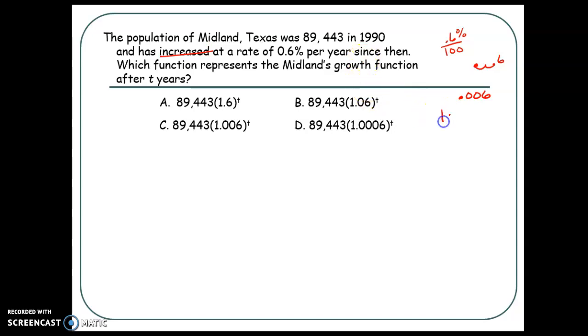It's increased, which is growth. So we're going to add this to 1 to get our growth factor, which is 1.006. So our starting value is 89,443, and there's our growth factor. So your answer is C. And I'm running a little long here.